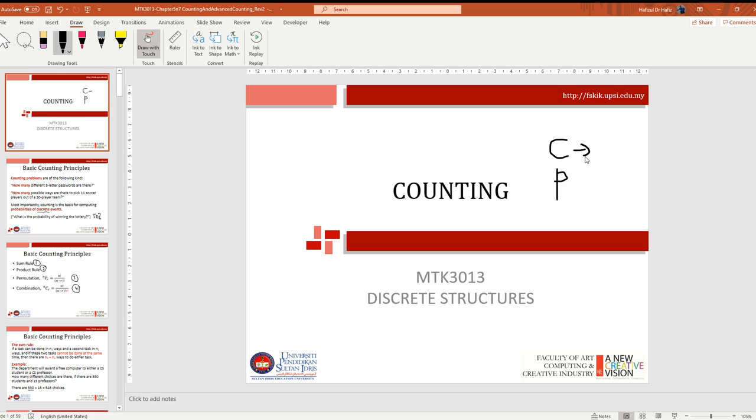For counting, the order is not important. But for the permutation, the order is important. Later we will see this. What is permutation? What is counting?